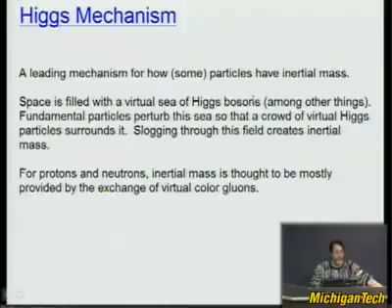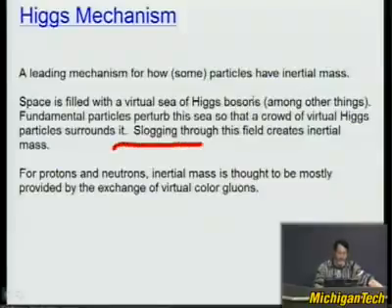In this view of the universe, space is filled with a virtual sea of Higgs bosons, among other things. It's filled with lots of stuff. Fundamental particles perturb this sea so that a crowd of virtual Higgs particles surrounds them. Slogging through this field creates inertial mass. That's the idea of the Higgs mechanism. For protons and neutrons, inertial mass is thought to be mostly provided by the exchange of virtual color gluons.